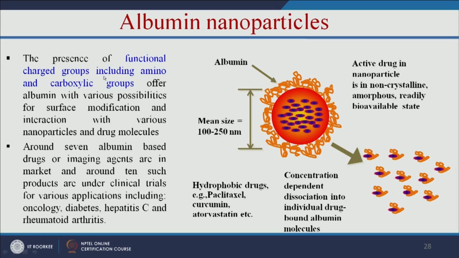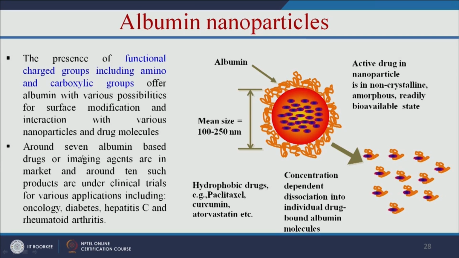The presence of functional charged groups including amino and carboxylic groups offers albumin various possibilities for surface modification. So these albumin nanoparticles have surface groups like amino groups or carboxyl groups, which will be useful for various surface functionalization. We can also add antibodies or peptides, and we can specifically target this nanoparticle to cancer cells.